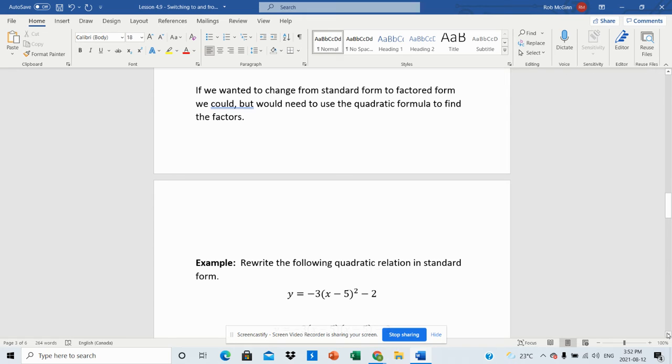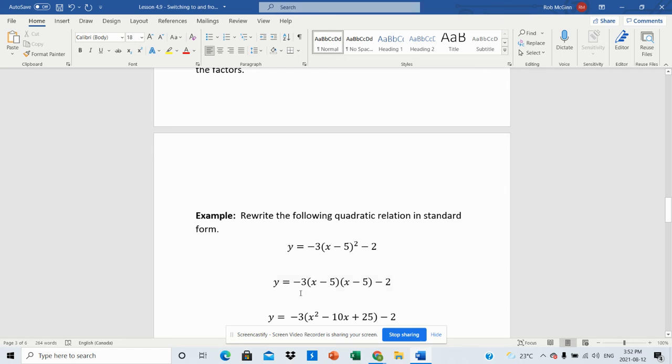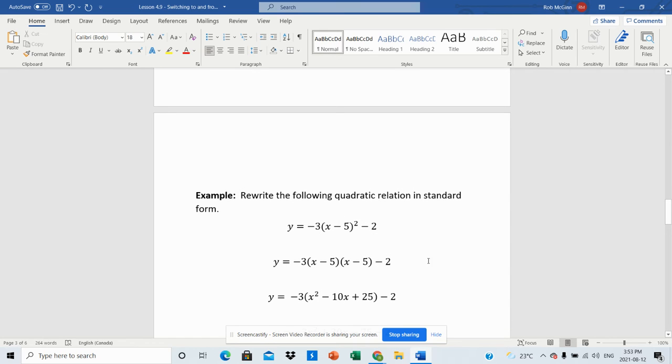Okay, so let's start it off. We're going to expand this. So x minus 5 squared is the same as x minus 5 times x minus 5. So y equals minus 3 times x minus 5 times x minus 5 minus 2. So we'll go through the same process we did before. We use FOIL. X times x is x squared. X times minus 5 is minus 5x. Minus 5 times x is minus 5x. So when we add those together, we get minus 10x. And minus 5 times minus 5 is 25. And then, of course, minus 2.